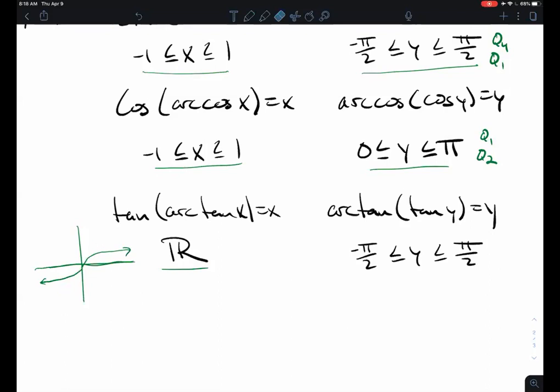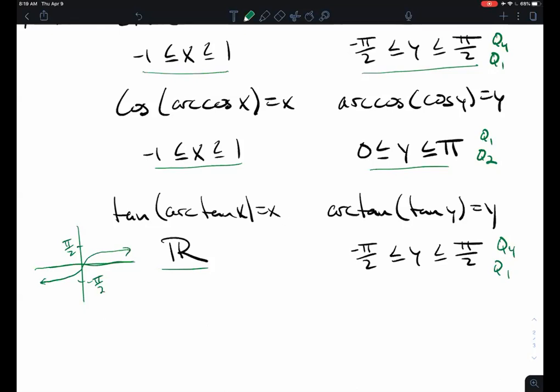There's the inverse tangent graph. So hopefully you can see that its x is all reals, left and right. This is pi over 2 and negative pi over 2. So again, like sine, this is Q4 and Q1. Those are the quadrants where the inverse exists.